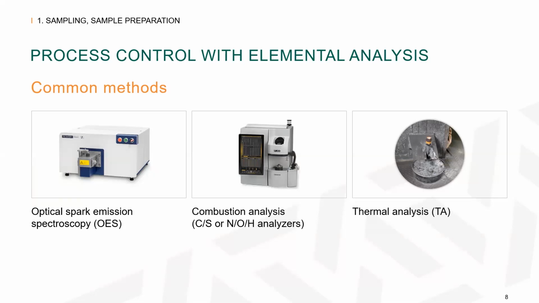Combustion analysis is a technology that limits the analysis of elements to just carbon and sulfur, or nitrogen, oxygen, and hydrogen. There is a high cost in purchase and ownership, as well as a high degree of sample preparation, therefore meaning there's a high operational cost. Thermal analysis is also used only for carbon. It can only analyze carbon. There is a high degree of sample preparation, and like combustion analysis requires new cups per analysis, meaning there's a high operational cost with this as well.